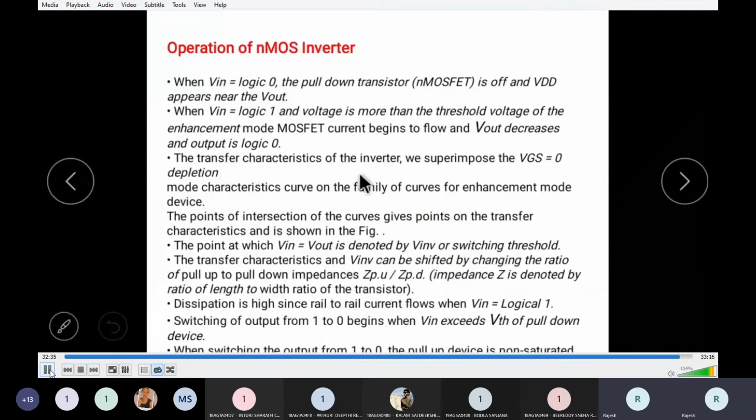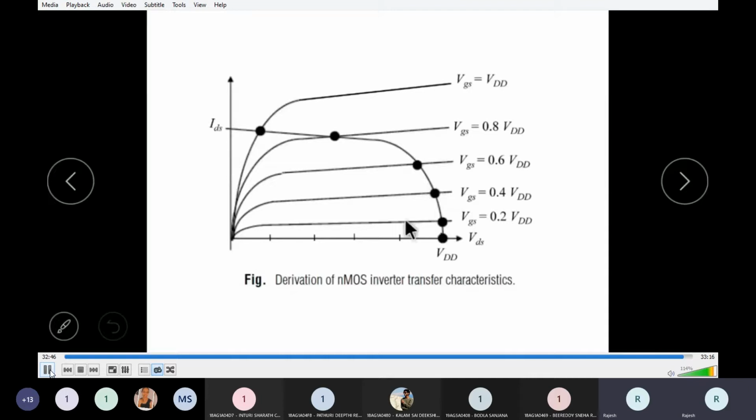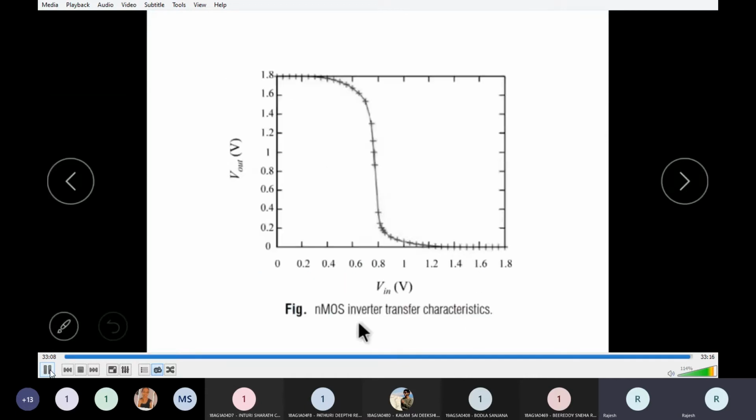Okay, the transfer characteristics of the inverter we can get by superimposing the VGS equals 0 depletion mode characteristic curve on the family of enhancement mode device curves. So this curve belongs to the depletion mode MOSFET and these curves belong to the enhancement mode MOSFET. If you superimpose these two characteristic curves, then we get intersecting points. These intersecting points will give the transfer characteristics of the NMOS inverter.